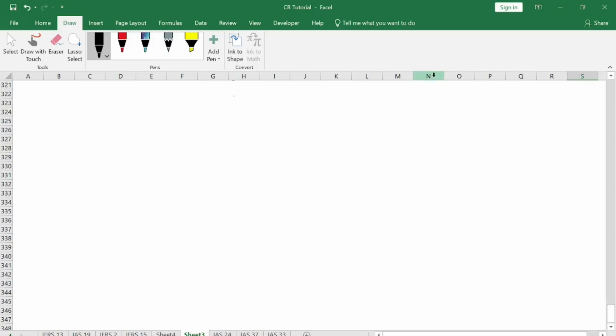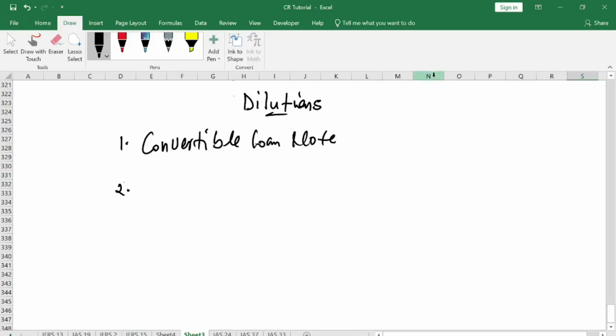Welcome to today's lesson. Today we continue with IAS 33 and we'll be looking at dilutions. Now, under dilution, we have arrangements that can cause earnings per share to dilute. One is convertible loan note, and then the other one is share options.